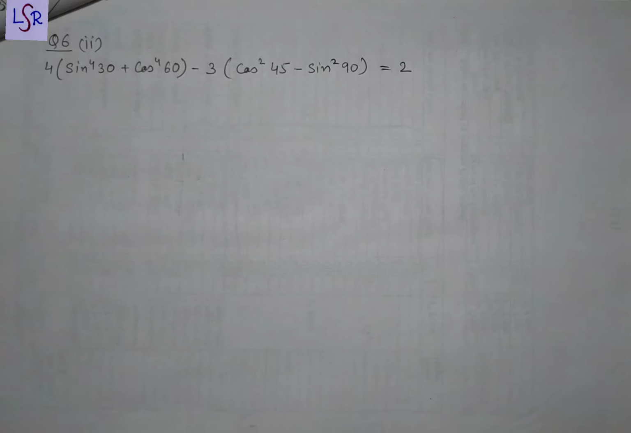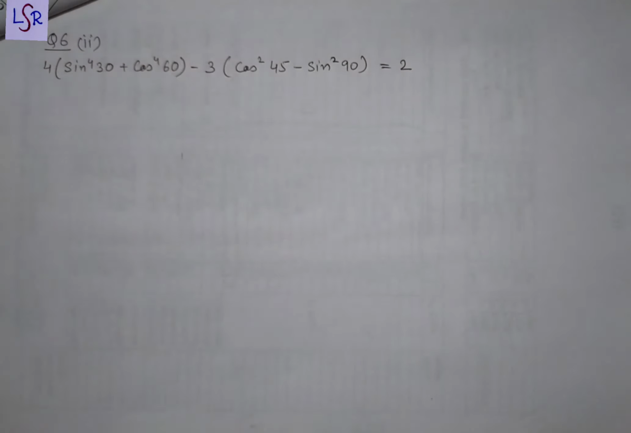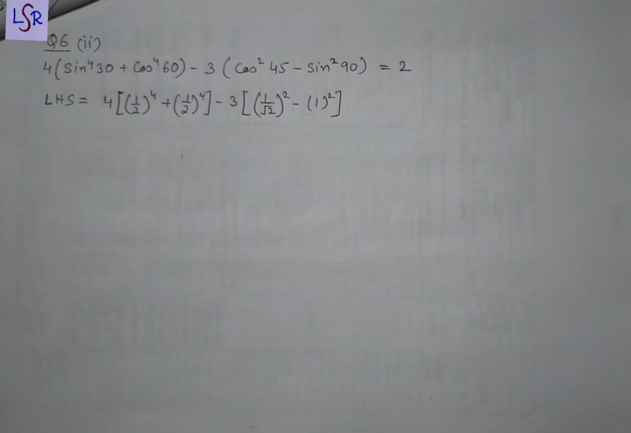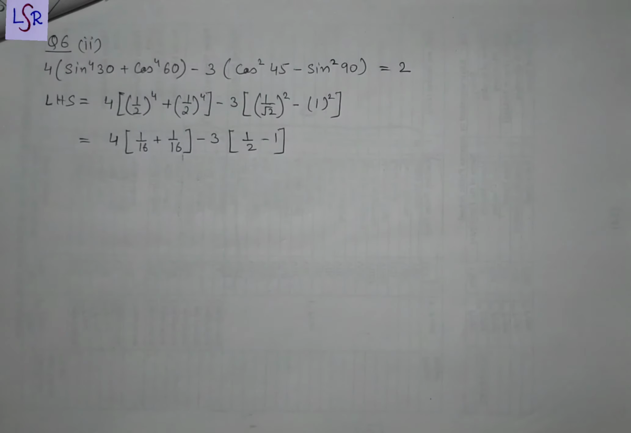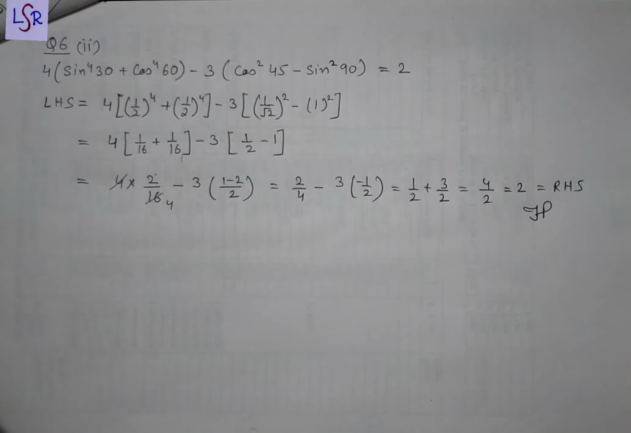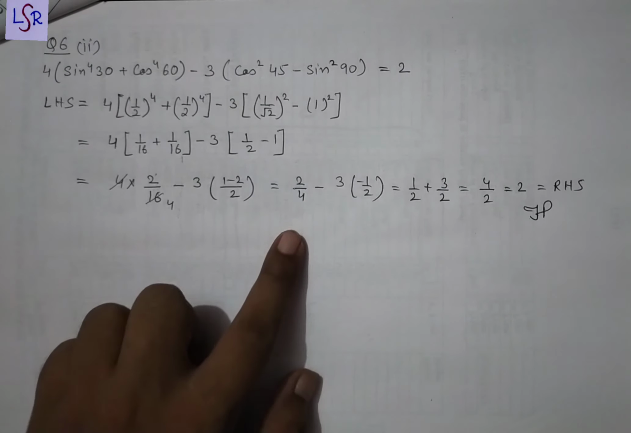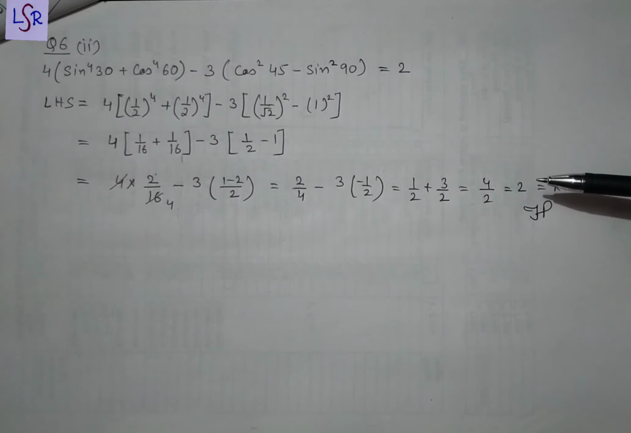Now here in question number 6, we have this expression to be proved as 2. We are again going to start with the LHS, and after placing the value of all the trigonometric ratios, we have got this. Now we'll be solving them, and here we get this. Here we have placed the values and solved it, and we finally get 2 as the answer, and that equals RHS, hence proved.